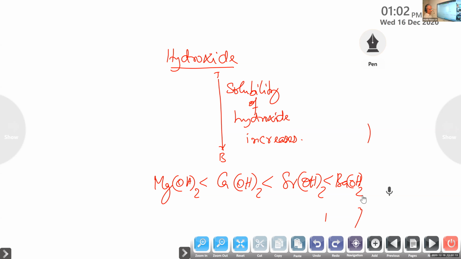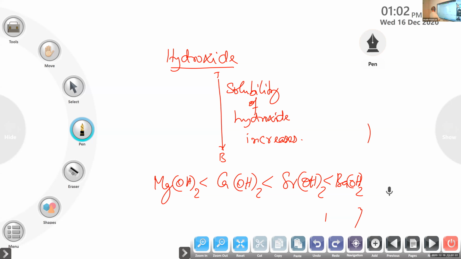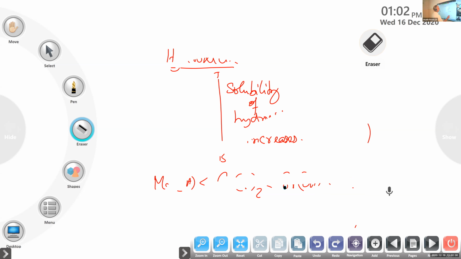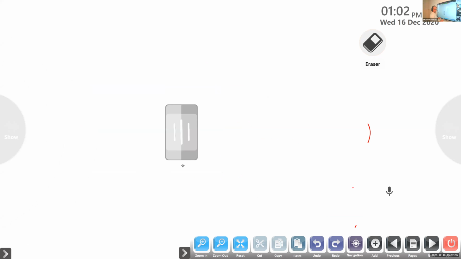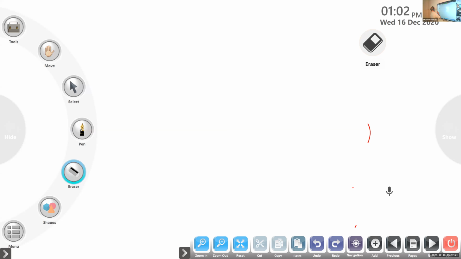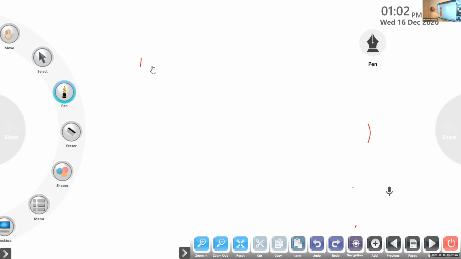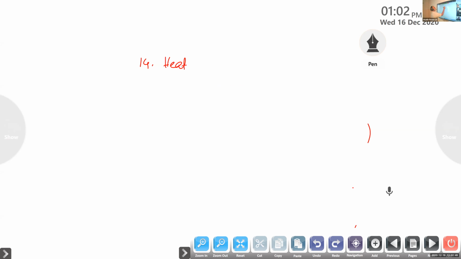You have to see one more point, and that's about the action of heat on the metal nitrates. We have to see this next year. Action of heat on metal nitrates, so that's the last point we have to see. Point number 14. Action of heat on the metal nitrates.